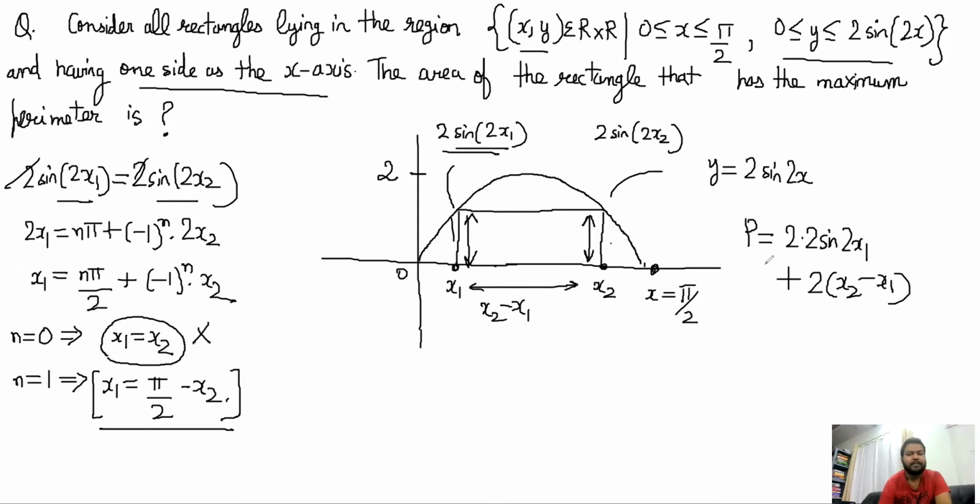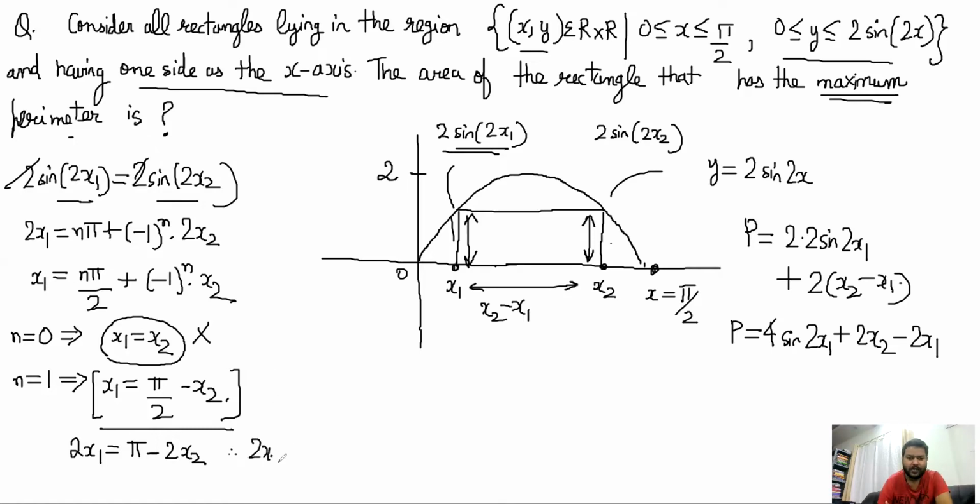Now perimeter has to be maximized. That is what the question is saying. Perimeter is maximum. So what do we do then? So we have two variables, x2 and x1, and we don't know how to maximize functions of multiple variables right now. We know how to maximize functions of one variable. So let's convert it into a function of one variable. So perimeter right now becomes 4 sine 2x1 plus 2x2 minus 2x1. But we know that 2x1 is equal to pi minus 2x2.